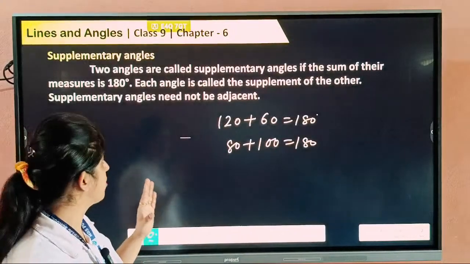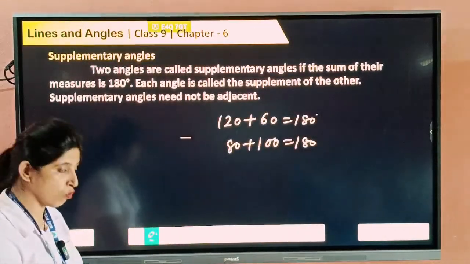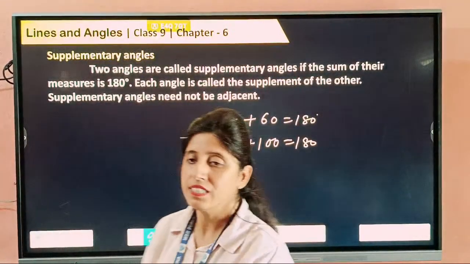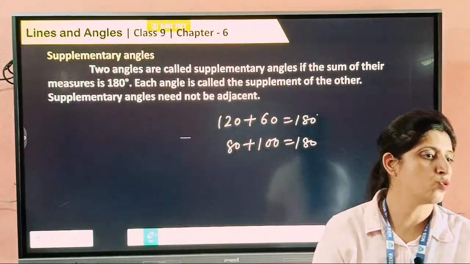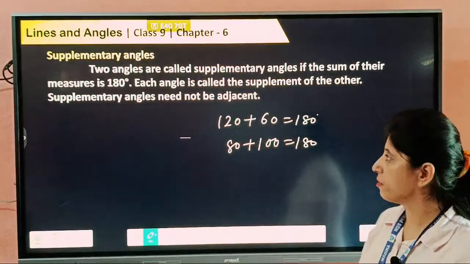These are supplementary angles, but it is not necessary that these are only adjacent. Only if their sum is 180, then we can say that these two angles are supplementary. Got it?